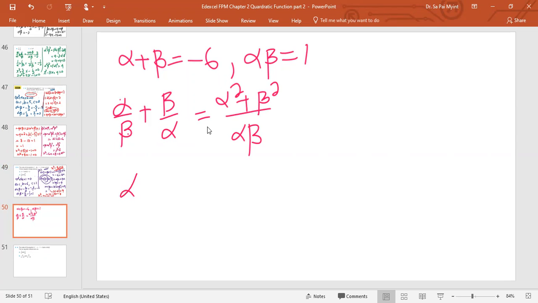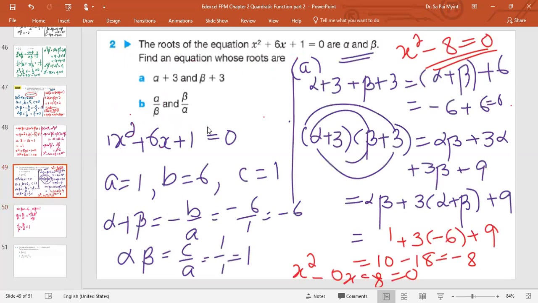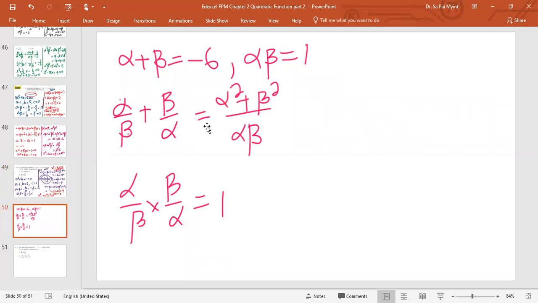Okay, multiply now. Product of the roots. Alpha by beta into beta by alpha. What do you get? 1. This is very easy. So here, okay. Alpha square plus beta square.